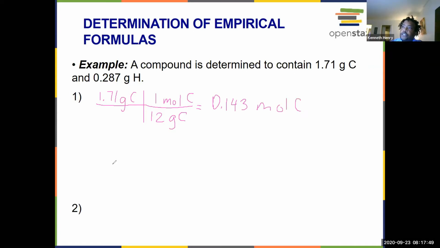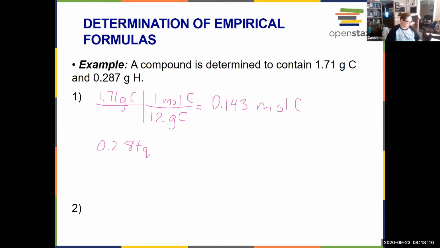Okay. So, and then? Do the same for hydrogen. So I have to do hydrogen. And what is the molar mass of hydrogen? 1 point something.